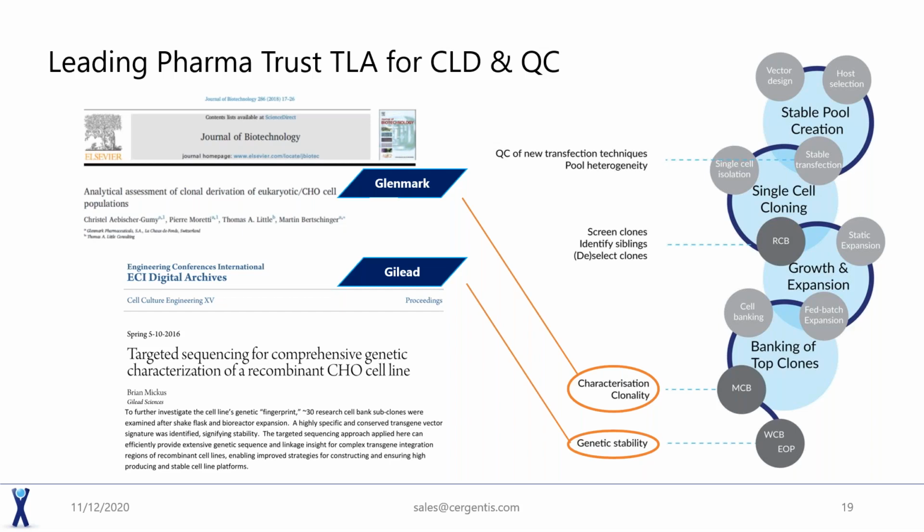And here, basically, using TLA, we were essentially able to conclude that Glenmark was working with clonal and stable CHO clones. And similarly, we investigated about 30 research cell bank subclones and concluded that Gilead was also working with highly genetically stable clones. And with that said, I actually would like to highlight that Glenmark has now filed a patent claim on the statistical approach described in this paper that you see here.